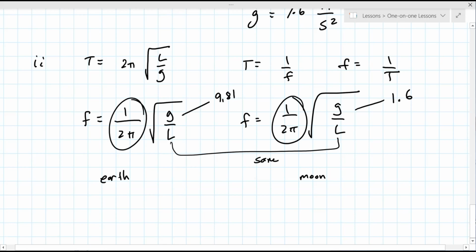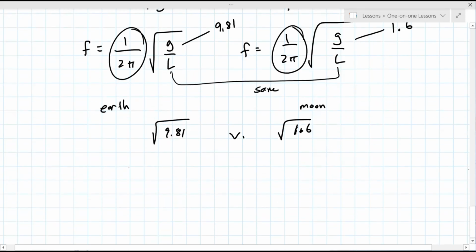So what's the difference between the square root of 9.81 versus the square root of 1.6? A lot. Big difference. Well, this one's bigger. So the frequency is going to be larger here, and the frequency is going to be smaller here. Okay. And conceptually, that's what it's asking for. There's not really a knowns, unknowns, and a formula for this one.